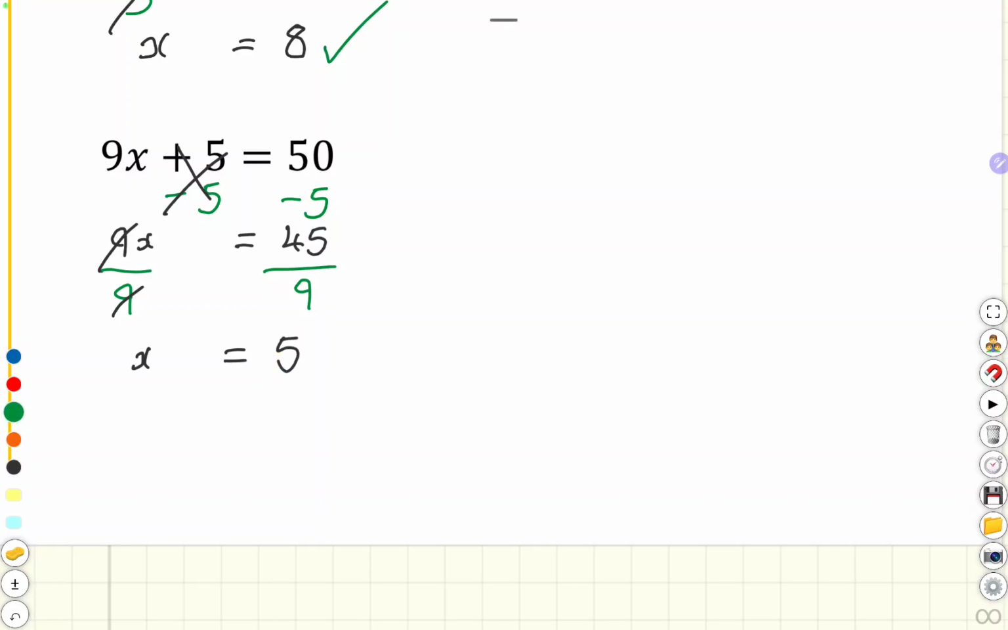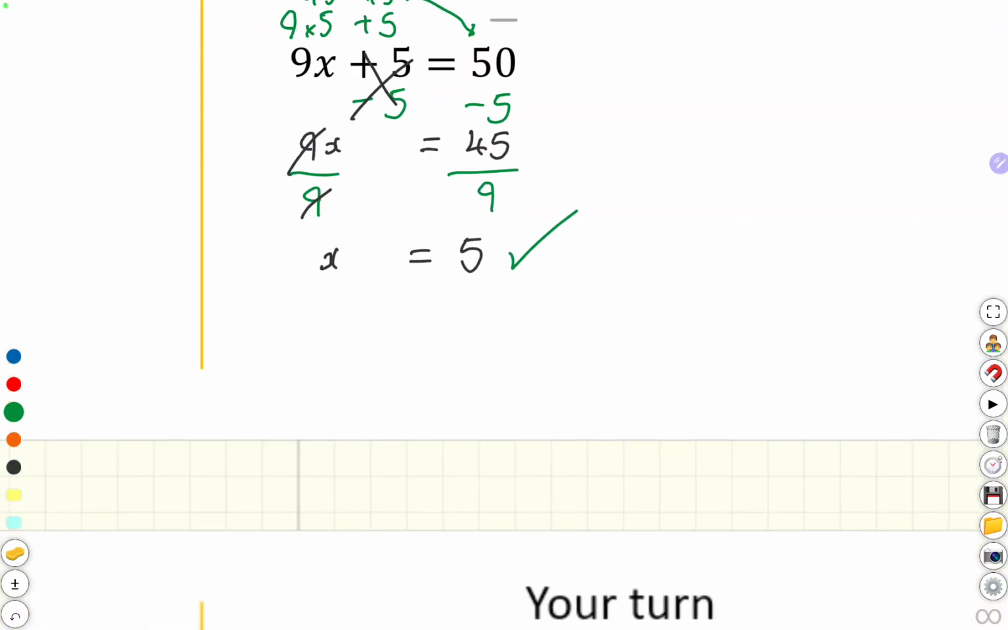Let's just check to see whether I'm right. 9 times 5 plus 5. 9 times 5 is 45. 45 plus 5 does equal 50. So I'm right and I can move on.